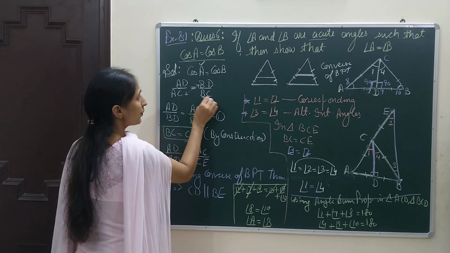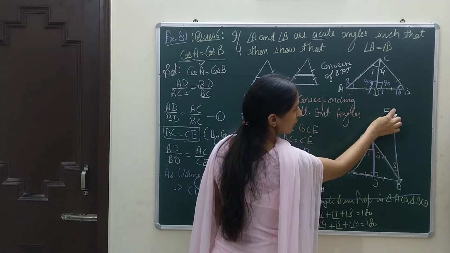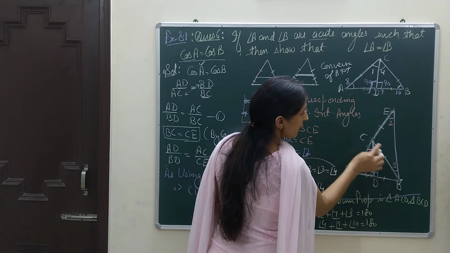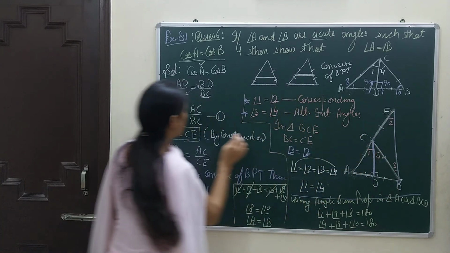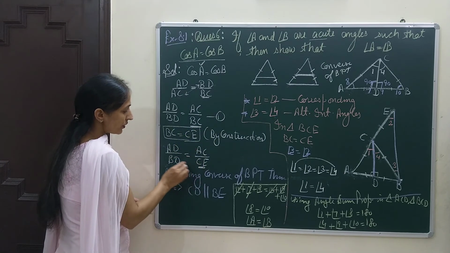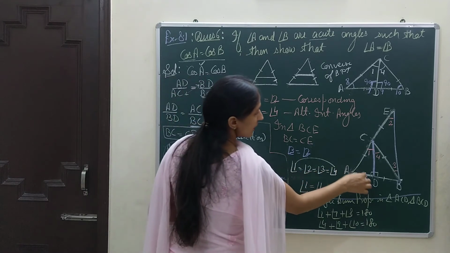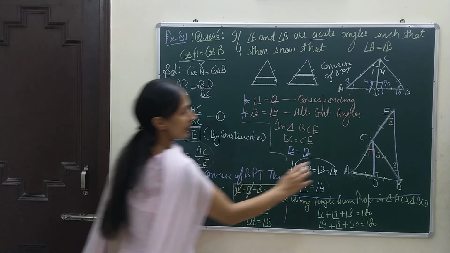To replace this BC, I have extended this line from C up to E so that CE has the same length as BC. Then I have replaced BC with CE, and now the result which is derived is AD by BD. See here, AD by BD has the same ratio as AC by CE.